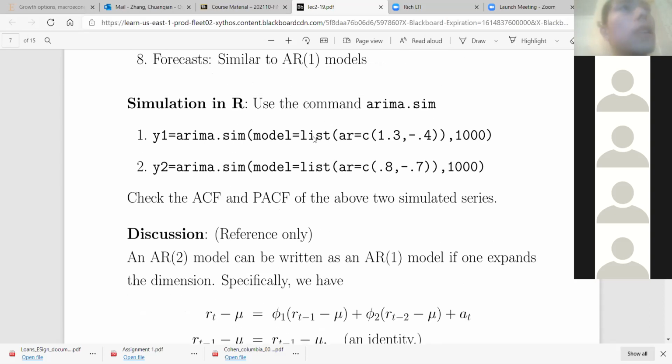Okay, the simulation: you can neglect the simulation part here. You can press the cross sign here. It's a little bit advanced material, so we don't need a simulation.